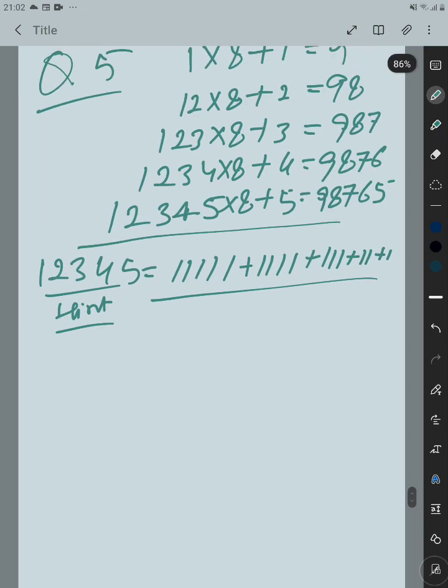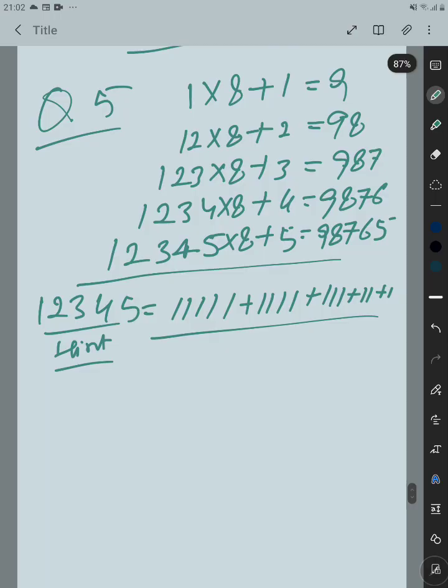pattern. What the pattern is saying is that if we multiply 1 by 8 and add 1, we get 9. Similarly, we keep on increasing the number on the right side. Here it is 12, meaning 2 has been added, and here 3 is also added, and we are adding 3 also here. We have added another digit here, and the digit that is inserted here is the same one added here. So what we are getting here is 9, then 98, then 987.